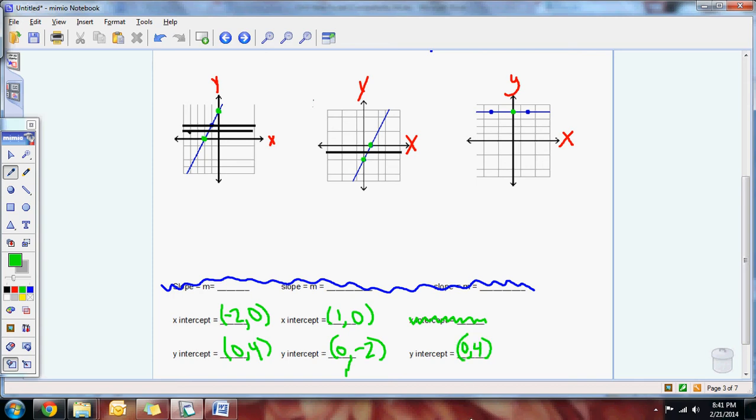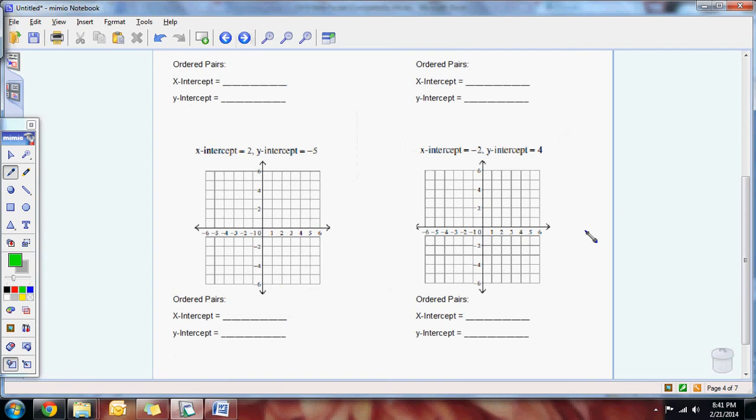Okay, so hopefully you're seeing a pattern. For the x-intercept, we always have an x value, and the y value is 0. And then for the y-intercept, we're always going to have a y value, and the x value is 0. So that's how you know that you're doing things correctly, is you'll see that pattern. Okay, so that's how to identify x and y-intercept from a graph, and now we're going to do the second part of our lesson, which is actually having you guys graph the intercepts from your given information.